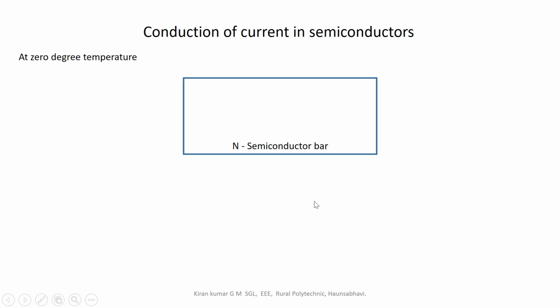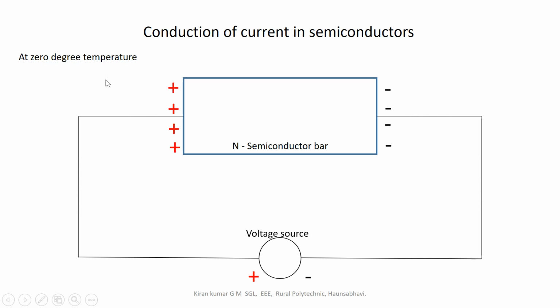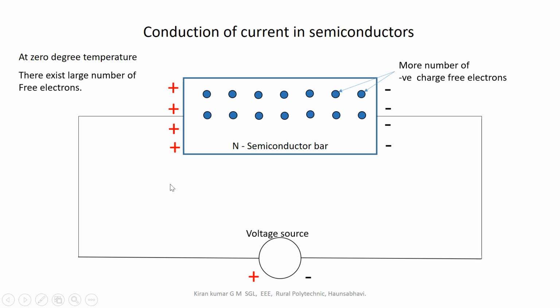In case of the N type of semiconductor, as the pure semiconductor is doped by a pentavalent donor impurity substance, even at 0 degree centigrade temperature, there exist a large number of free electrons in the N type of semiconductor bar. This makes the N type of semiconductor bar conduct electric current even at absolute 0 degree temperatures.